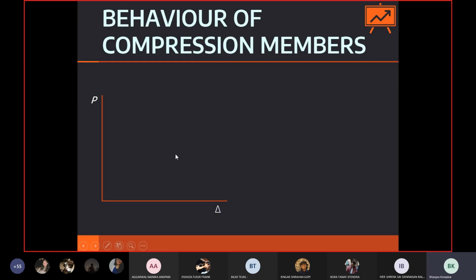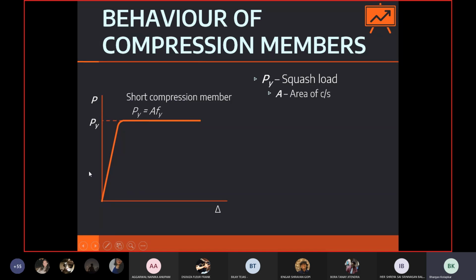So at very low values of axial load, there is no visible deformation either in the axial direction or in the lateral direction. And the entire section experiences a stress that is equal to force upon area. Now, a significant deformation is only possible when the stress reaches yield stress. And the load at which this happens is called the squash load. Simple.